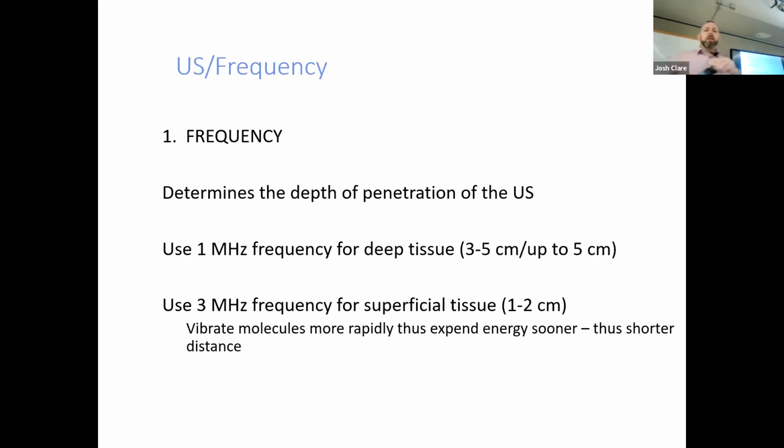So frequency is going to help us figure out the penetration depth of ultrasound. 1 megahertz is going to penetrate the deeper structures, up to 5 centimeters of penetration depth. So again, we're penetrating the deeper tissues with this, so that's nice. 3 megahertz frequency is more for the superficial tissues, 1 to 2 centimeter penetration depth.